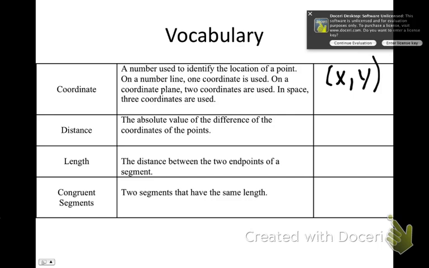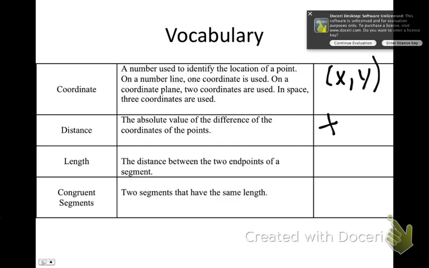Distance, the absolute value of the difference of the coordinates of the point. Distance is always measured in a positive direction. Think about that in real life. If you were to go 10 miles north, you travel 10 miles. You go 10 miles east, you still travel 10 miles. 10 miles south, 10 miles. 10 miles west, 10 miles. Anytime we're talking about direction, it's always a positive direction. It doesn't matter if you're going east, west, north, south, right, left, up, down. You're still going to measure direction in a positive answer.